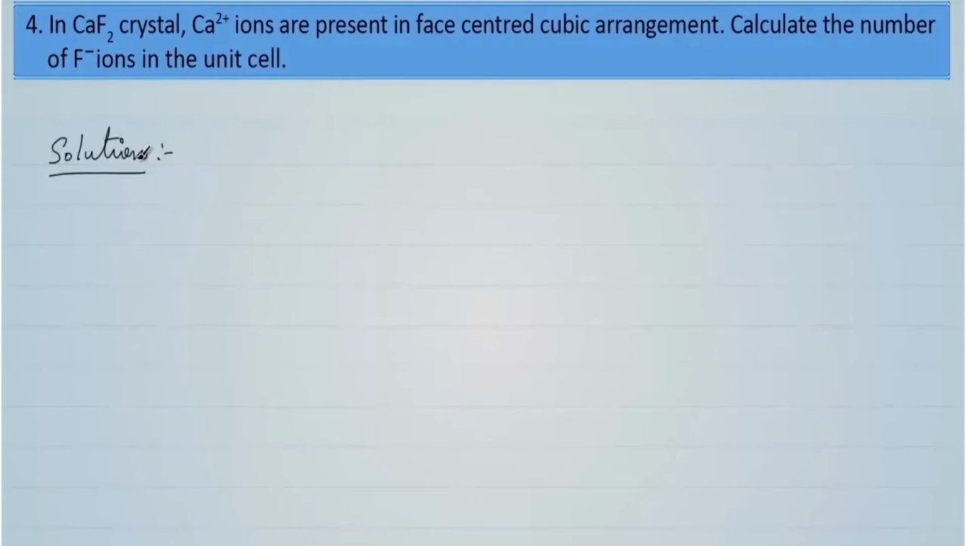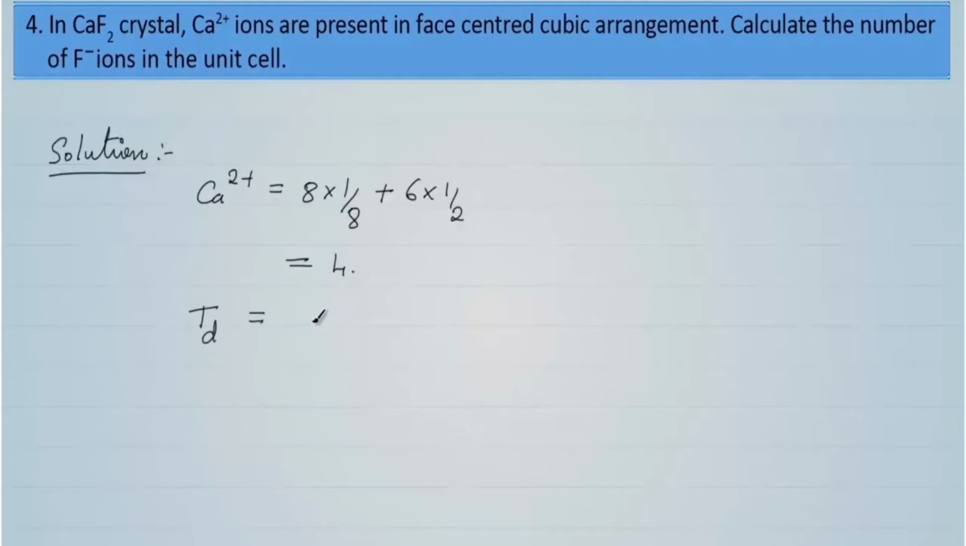Each Ca2+ ion is surrounded by 8 F- ions and each F- ion is surrounded by 4 Ca2+ ions. So the contribution of Ca2+ ions in this unit cell is equal to 8 × 1/8 plus 6 × 1/2, that is, on solving, gives a value of 4.